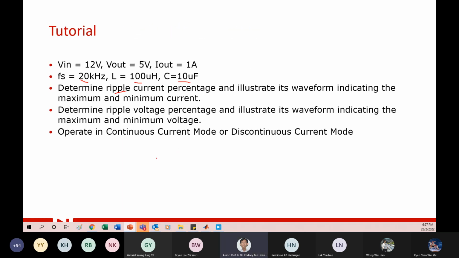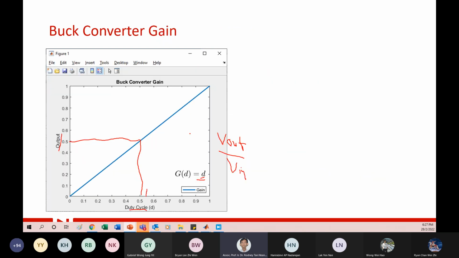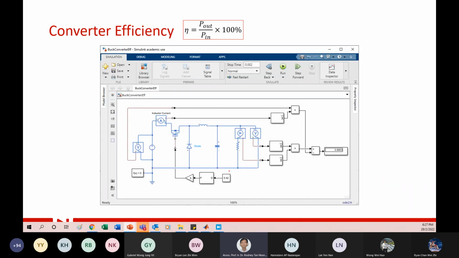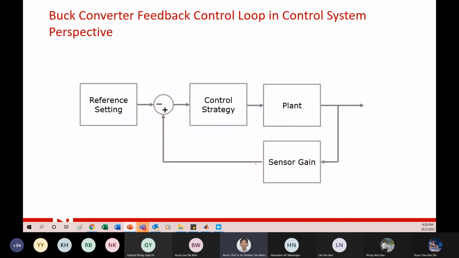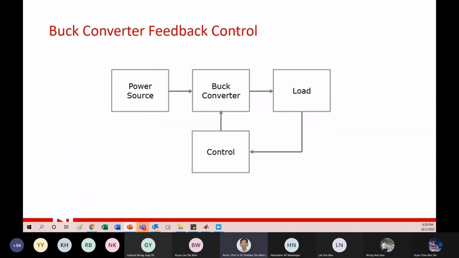Okay, so that will be the buck converter under open loop. That means you control the voltage output by controlling the duty cycle here. See, there's no feedback at all. You just control here, right? Now, the next one is what we call feedback control. Buck converter feedback control.